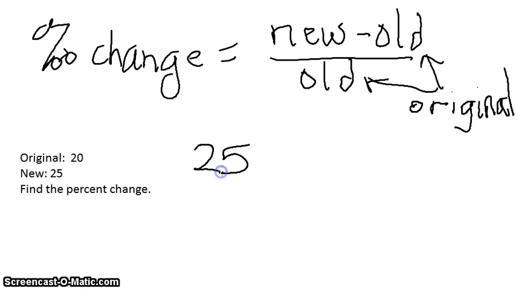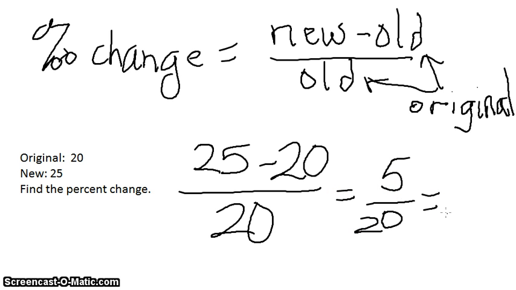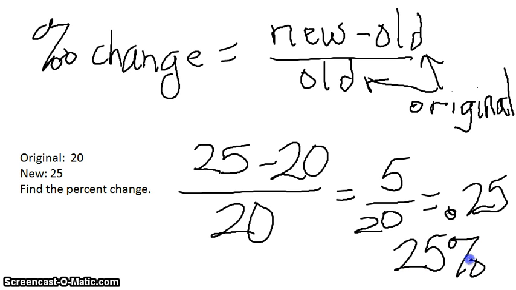25, the new, minus the original or old price, divided by the old. That's going to give you 5 over 20. If you plug that into your calculator, you'll get 0.25, and we know that makes 25%. So very basic: new minus old divided by old. So this is a 25% increase. I know it's an increase because it's going from a smaller number to a bigger number.